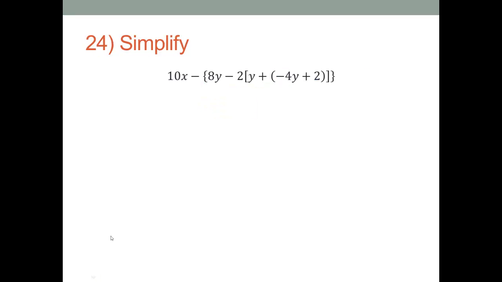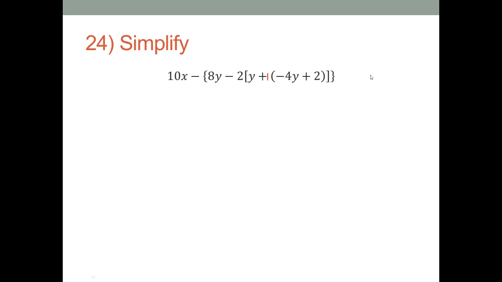Alrighty, and the last problem will be number 24. It also says to simplify. We have several enclosures there. We have braces, we have brackets, and we have parentheses. So we would start in the innermost enclosure and see if we can do anything inside of there, which we can't. So this is an understood positive 1.